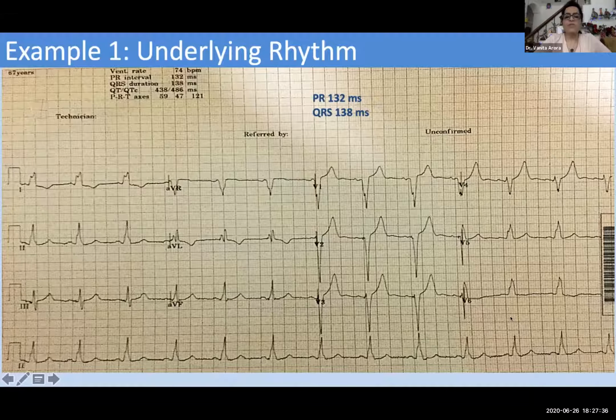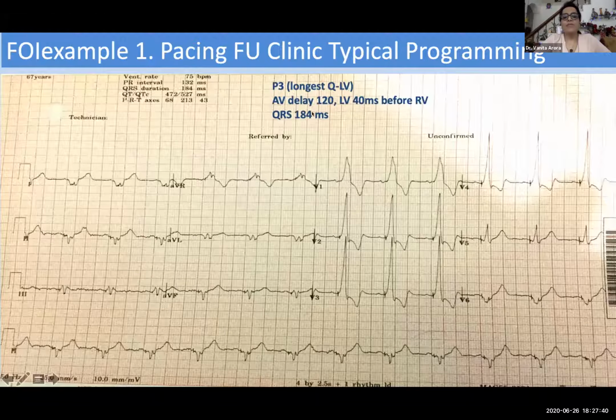So this patient was given a biventricular pacemaker. Hereby, the patient is pacing from P3, which is the longest QLV which we got, and the AV delay was the nominal of 120, and we paced at the default of LV 40 milliseconds before RV. And if you look at V1, it's a beautiful positive V1. All the forces are towards the left. The lead 1 is negative.